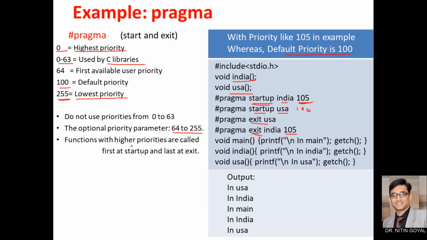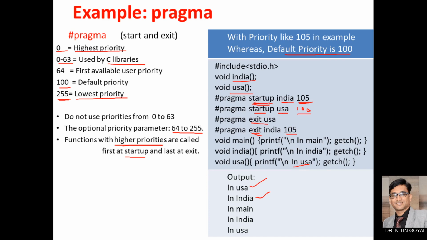Now during startup, the higher priority will be given first. So the higher priority is 100, that is USA, because the higher the number, the lower the priority. So 105 is a higher number, so that's a lower priority. 100 is a lower number, so higher priority. So higher priority is given at startup. So firstly USA will get executed, means the USA function will get executed. Then India, having priority 105, will get executed.